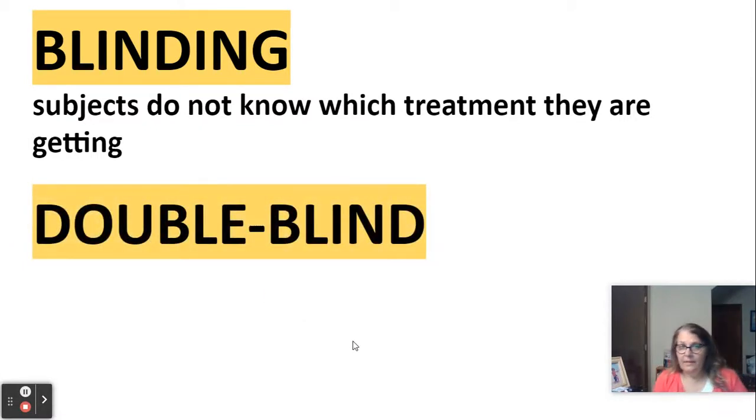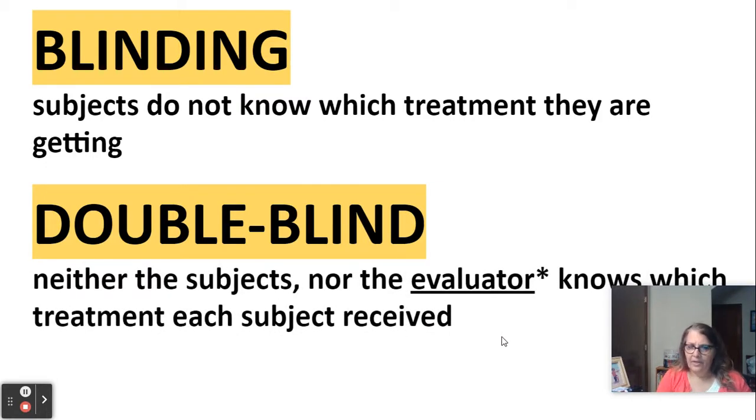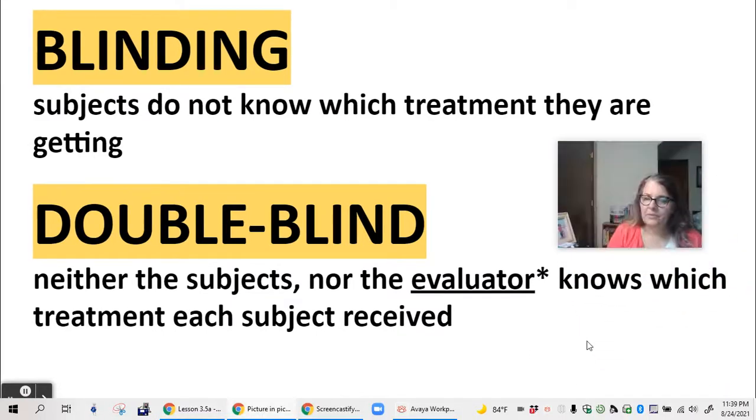Okay, double blind is when not only does the subject not know what treatment they're getting, but those administering it or having any contact with you, the evaluator, don't know which treatment each subject is receiving. If the doctor or the nurse knows what type of treatment you're getting and knows that you got the placebo and you say, I feel better, they may question, no, you don't, because they know that you got that. So in a double blind, neither the subjects nor the evaluators know which treatments each subject has received.